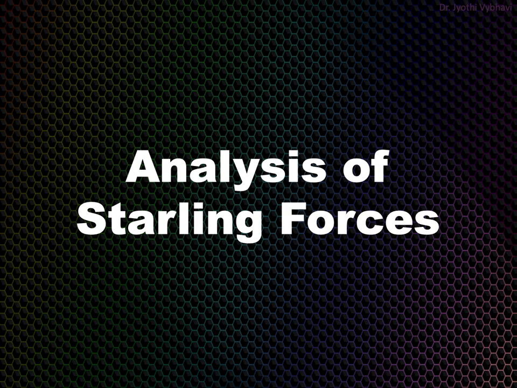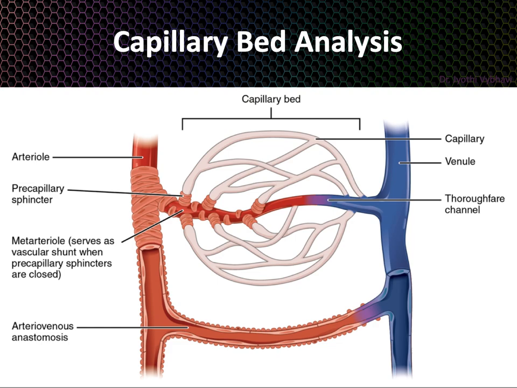Now let's move on with basic information about the Starling forces. Let's analyze the Starling forces and see how they act on the tissues or capillaries, how this filtration and absorption happens. Let's consider this picture. There's this arterial end, there's this venous end, and these are capillaries. This is nothing but the microcirculation without the lymphatics.